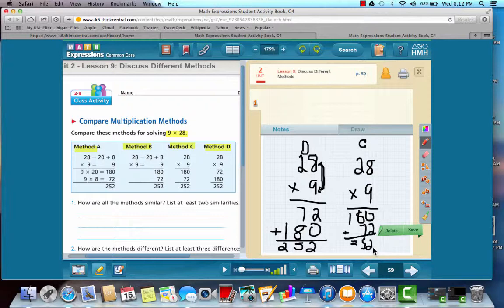So when you're looking at this, how are all methods similar, and list two similarities. I think if everybody looks at this middle column right here, you will notice something that comes along with multiplying the tens separately and the ones separately. So hopefully that helps you answer this number 1.